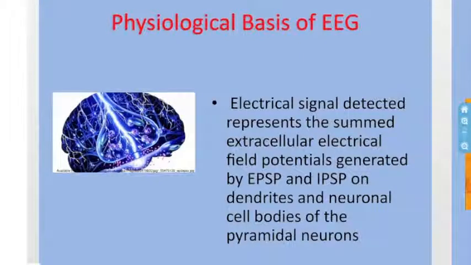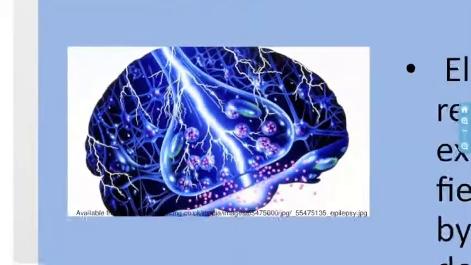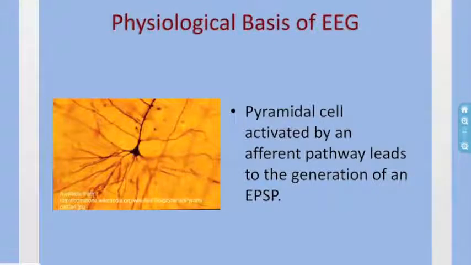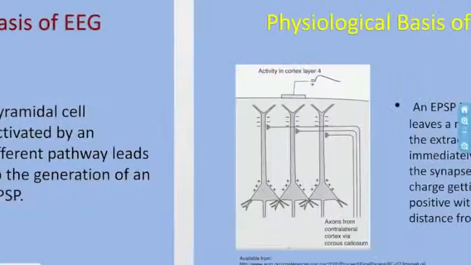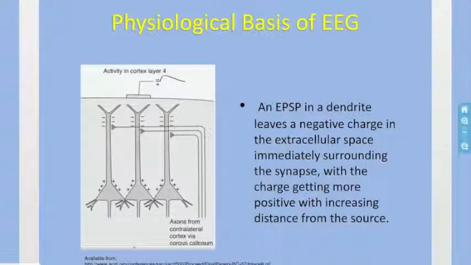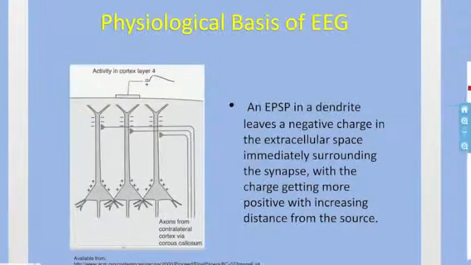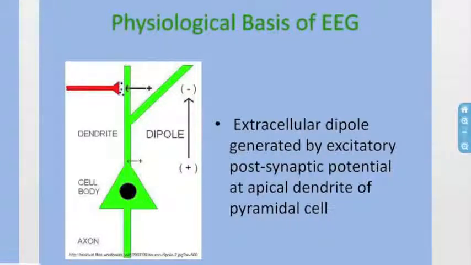In these next few slides, we'll be talking about the physiological basis behind an EEG signal. This can be further explained by considering the electrical activity of a single pyramidal cell activated by an afferent pathway. The incoming signal at the synapse gives rise to a postsynaptic potential resulting from the positively charged ions rushing into the cell. As this current propagates down the conductive dendrite of the neuron, the size of the EPSP decreases. This leaves a relatively negative charge in the extracellular space immediately surrounding the synapse. A dipole is therefore created with separation of charge vertically orientated in the cortex.